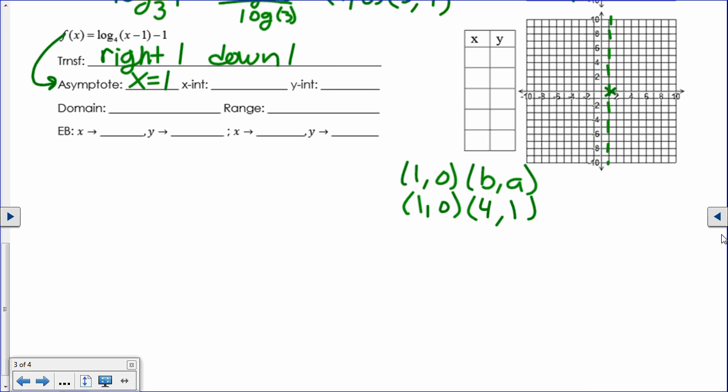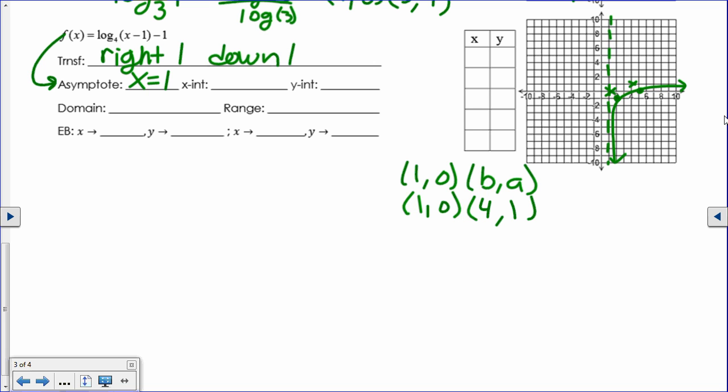It's going to seem a little bit weird that it starts on the asymptote, but it's not going to stay there, so it's okay. This is our initial point. So 1, 0, and 4, 1. Those are the logo points. Now you have to take those points and go right 1, down 1. Your logo points were initially in one position, and then you use the transformations to move them right 1, down 1.